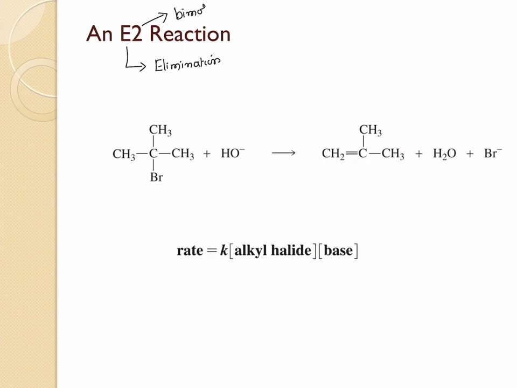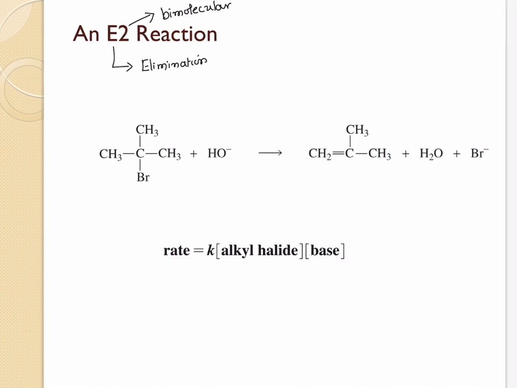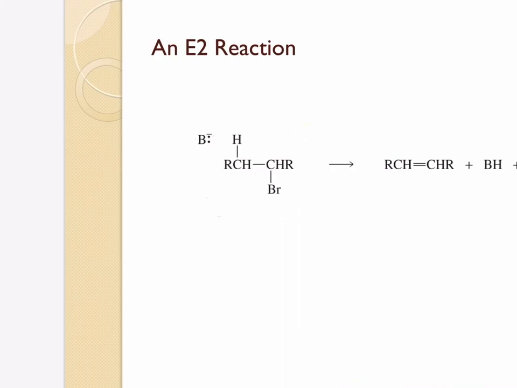So just as we have seen in the case of the SN2 reaction, the E2 reaction is a bimolecular reaction where the rate of the reaction is going to be dependent on the alkyl halide as well as the base. Which means if you change the concentration of the alkyl halide or the concentration of the base, there is going to be a change in the rate of the reaction. Let's now look into the mechanism for the E2 elimination reaction.